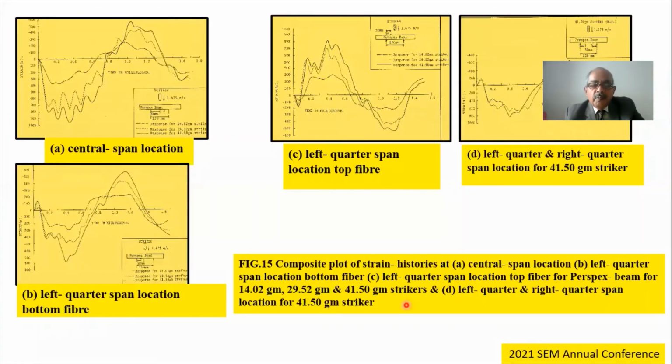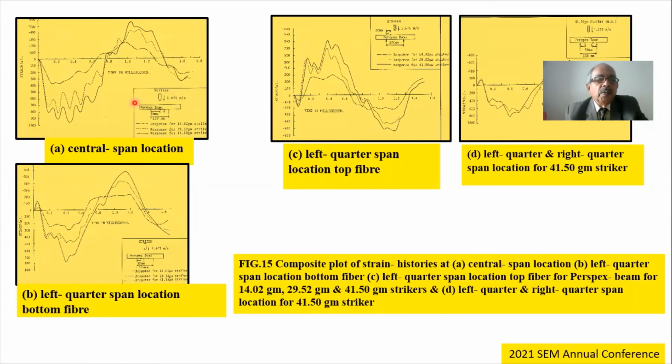The different types of composite plots of the strain histories at the central location and the quarter span location, from the top and bottom fiber, are shown here for the sake of understanding the different behavior, as well as the left quarter span. So from this diagram, we can get not only the peak but also the behavior of different types of situations or different materials in one composite plot.